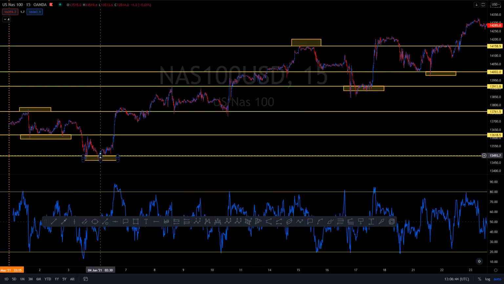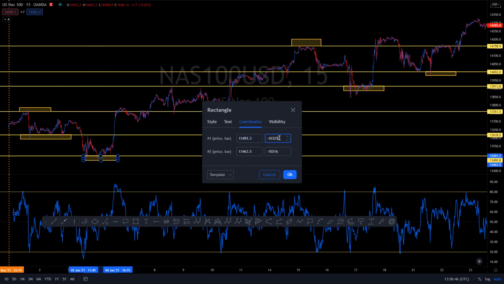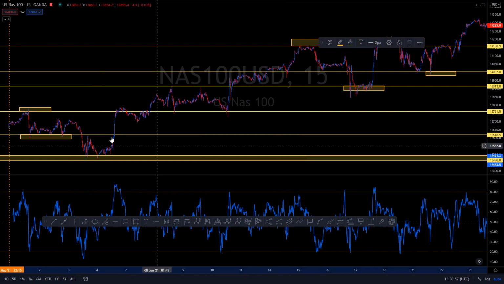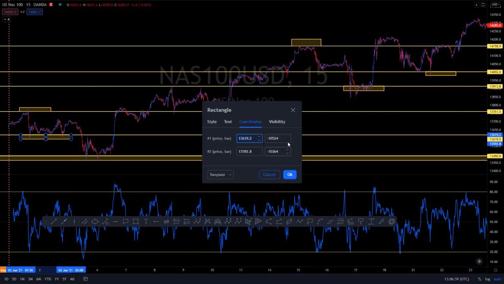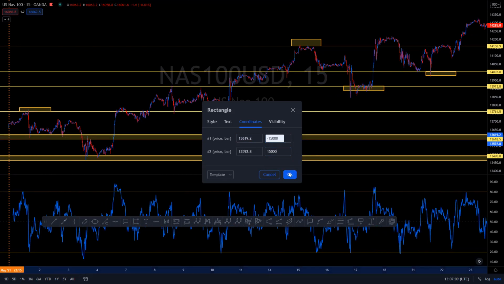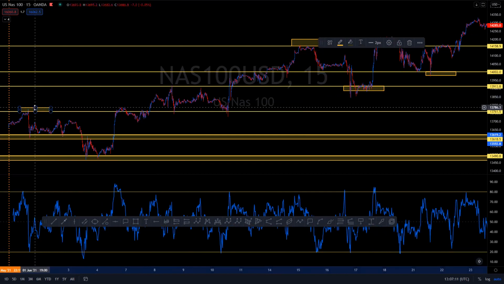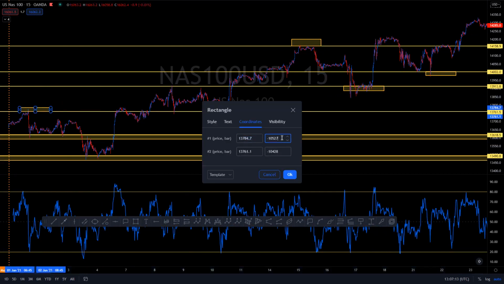So what we're going to do is change the coordinates of these zones, so that we can stretch them out across our screen here. That way, when we get the current price after marking everything up, we can see where price is interacting. We're going to change all of this here.